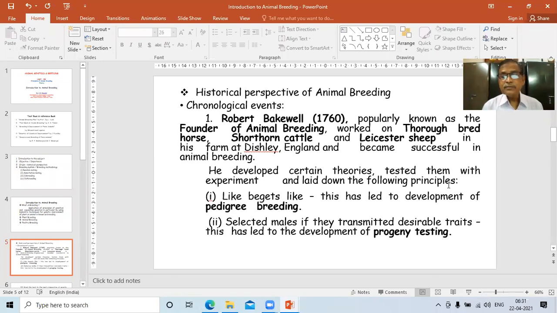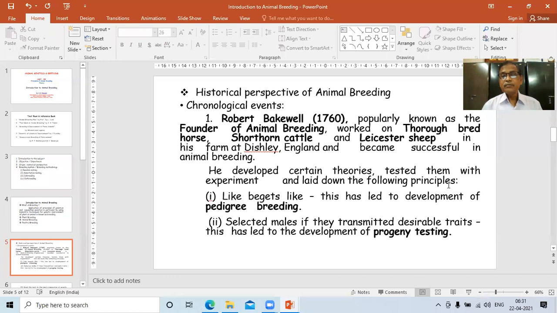Why? Because he followed certain breeding techniques in his farm. First of all, like begets like. This has led to the development of pedigree breeding. Like begets like, as we say, as the father is, so is the son. That means the son inherits all the characters of the father. The same genetic material is transmitted from parents to offspring, so the offspring is a carbon copy of the parents. That's why it is called like begets like.